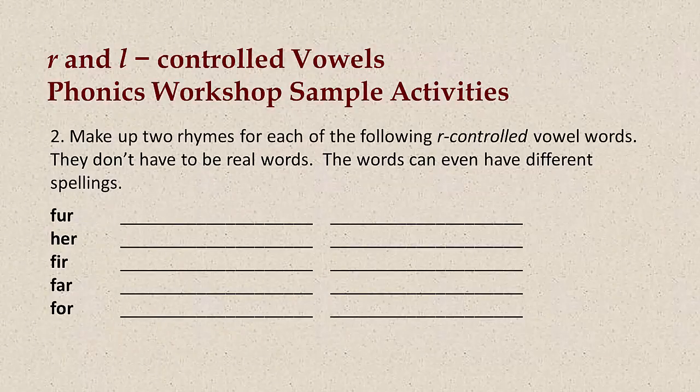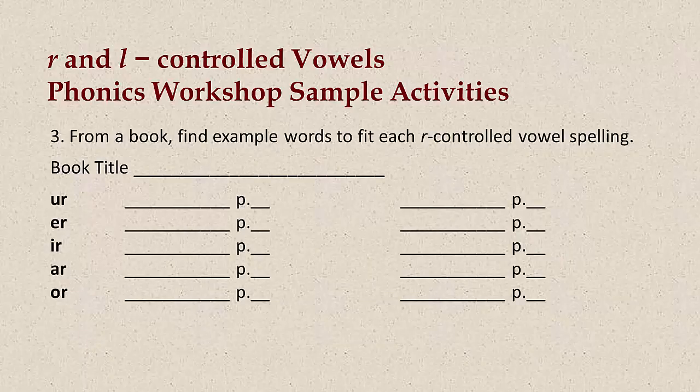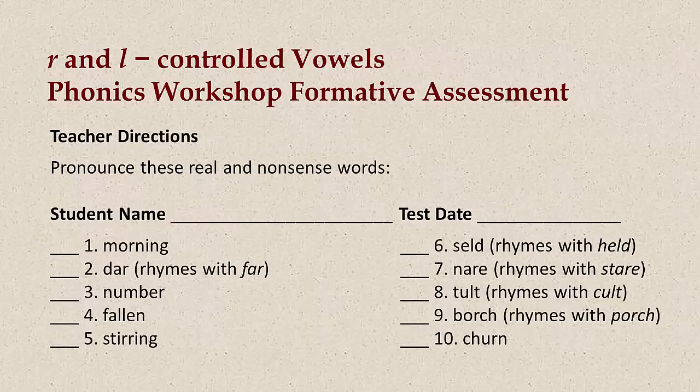Another sample activity is to make up 2 rhymes for each of the following R-controlled vowel words. They don't have to be real words. The words can even have different spellings. One more sample activity is to find example words in a book to fit each R-controlled vowel spelling. Each of the phonics workshops has a formative assessment to determine mastery of that phonics skill.